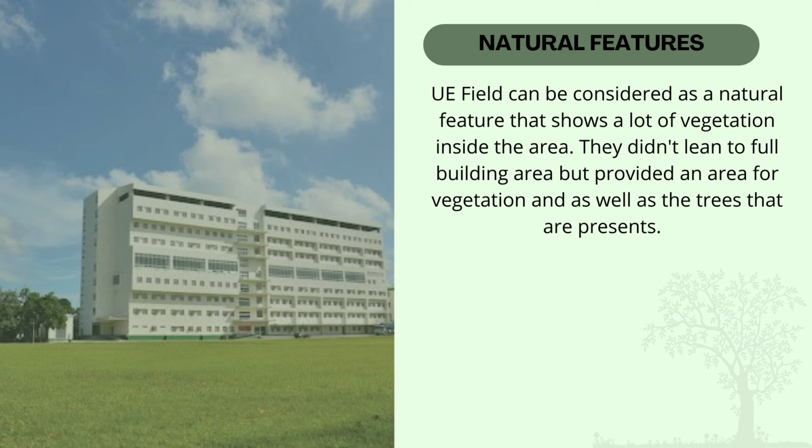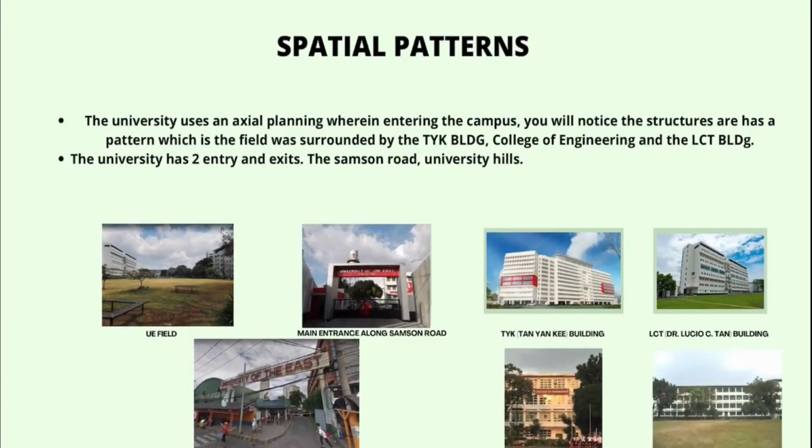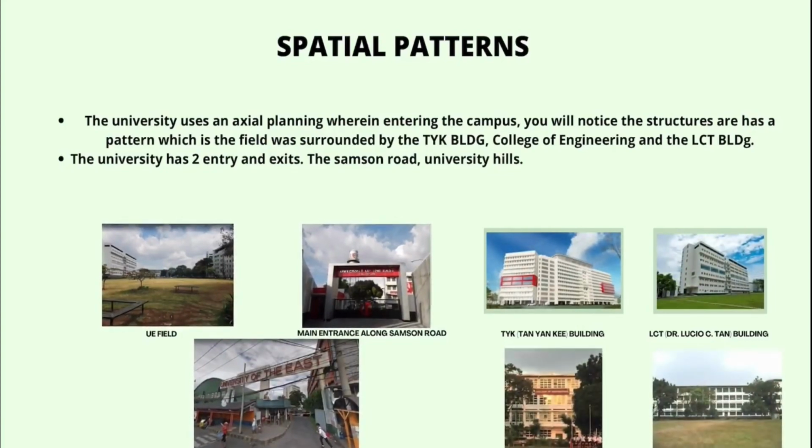Aesthetic factors. Under the aesthetic factors, there are natural features, wherein it is the UE Caloocan field. They help to enhance the beauty and environmental quality of the University of the East Caloocan campus. It is also used for concerts, events, and as a relaxing area for the students. In spatial patterns, the university uses actual planning wherein, entering the campus, you will notice the structures have a pattern, which is the field surrounded by the TYK building, College of Engineering, and the LCT building. The university has 2 entries and exits from Samson Road and University Hills.